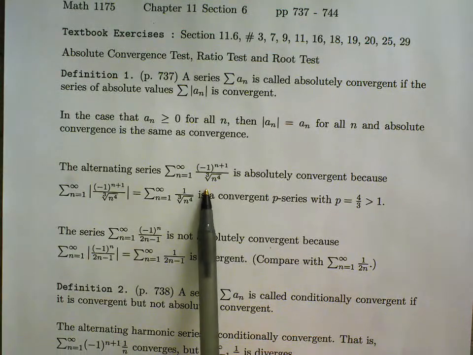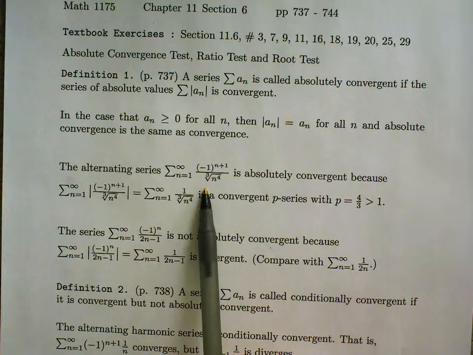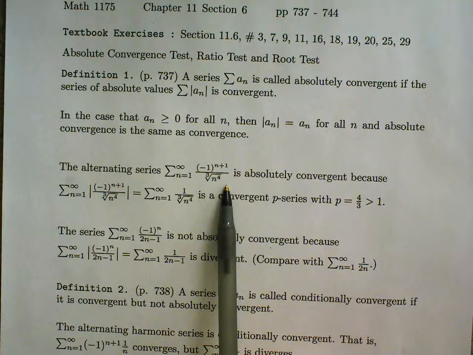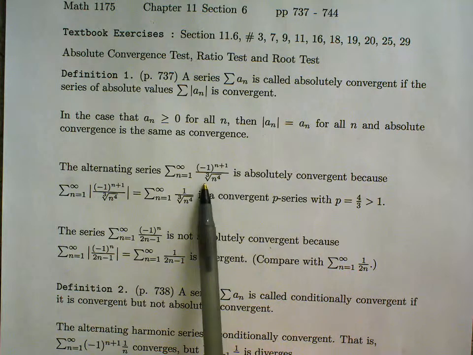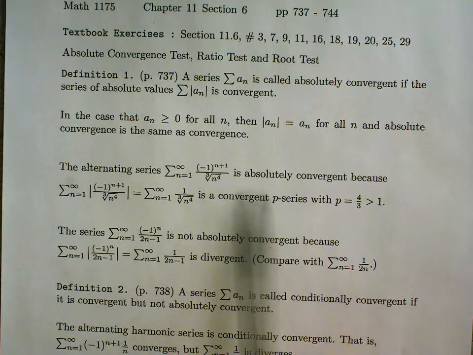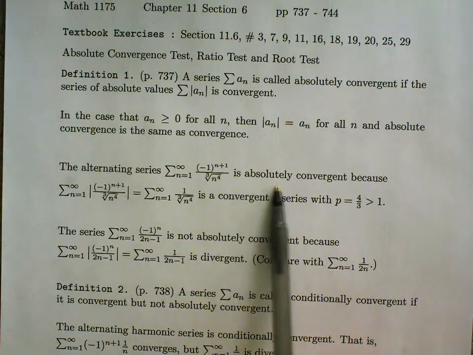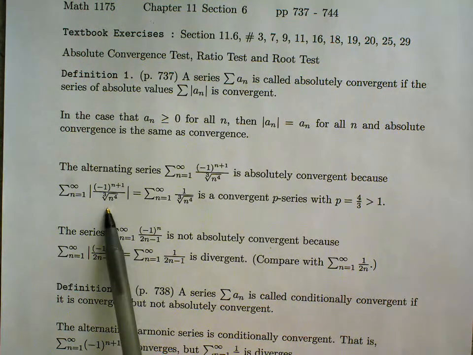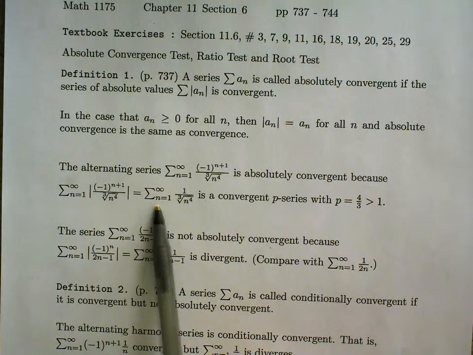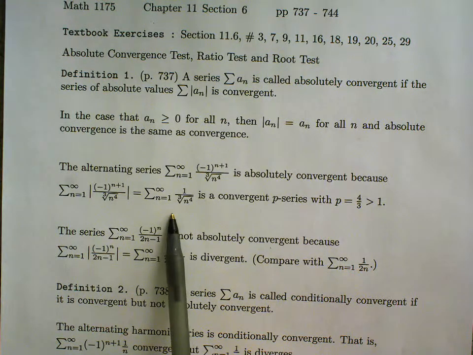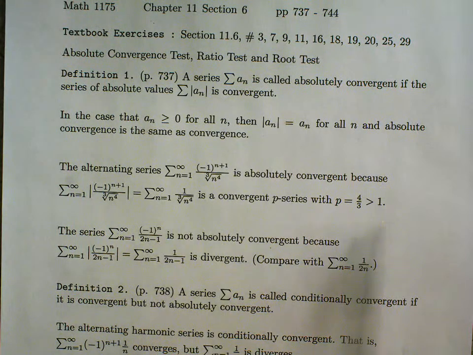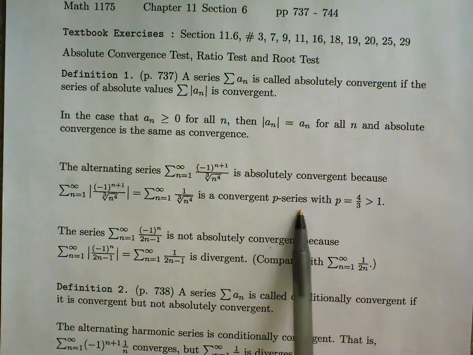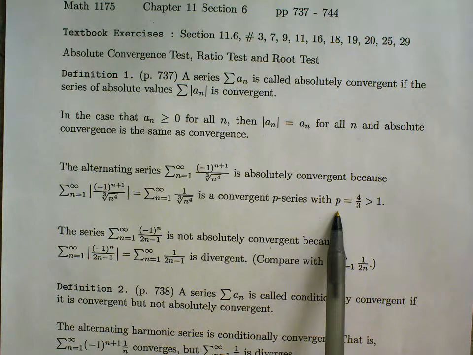Here's an alternating series. The terms are negative 1 to the n plus 1 divided by the cubed root of n to the fourth. This series is absolutely convergent because if we take the absolute value of the terms, it becomes this series where the terms are 1 over the cubed root of n to the fourth. And this series is convergent because it's a p-series with the p-value equal to 4/3.